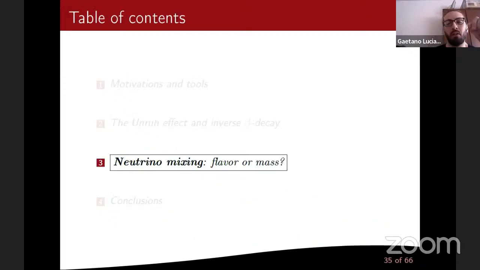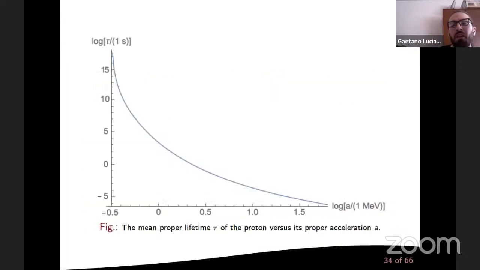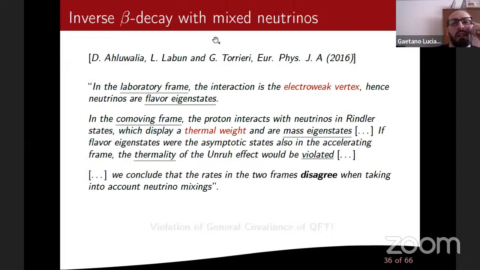Okay, so far, these considerations were developed using the approximation of massless neutrinos, but now we said, okay, we know that neutrinos are massive. What happens if we include also the mass of neutrinos? The first work on this topic was made by Ahluwalia, Labun, and Torrieri in this quite recent work.